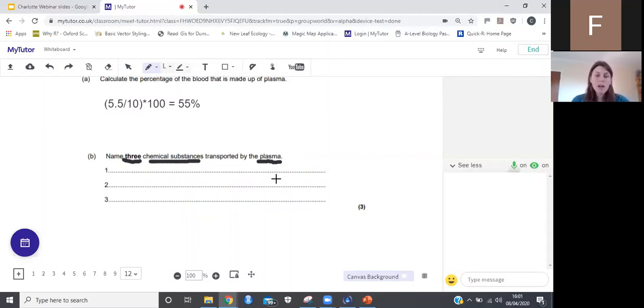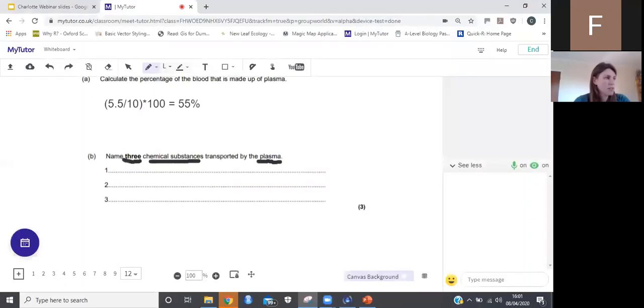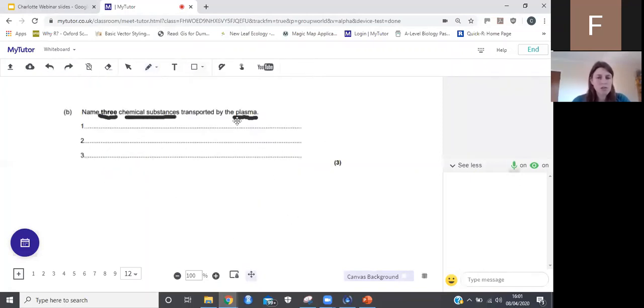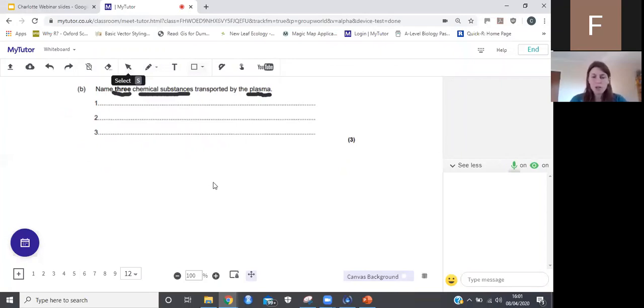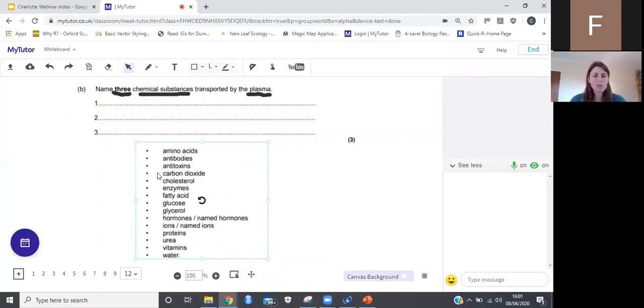It's a long list, but reading the question here means that you need to make sure that you don't say oxygen, because that's transported in the red blood cells rather than the plasma. I'll paste up the list for you now. What you can have. So, as part of the biology syllabus, you'll learn about lots and lots of different substances that are transported in the blood, so not just the ones that we've talked about today. So any one of these you could have had.